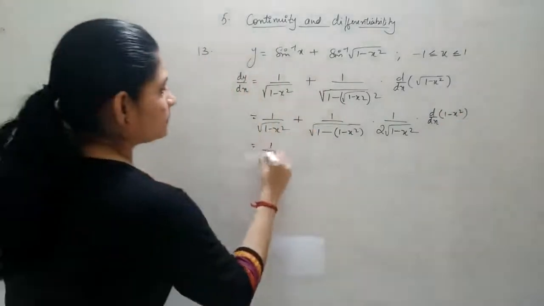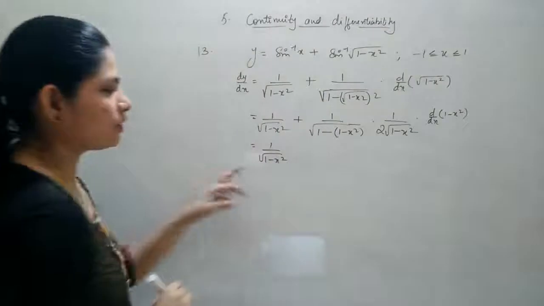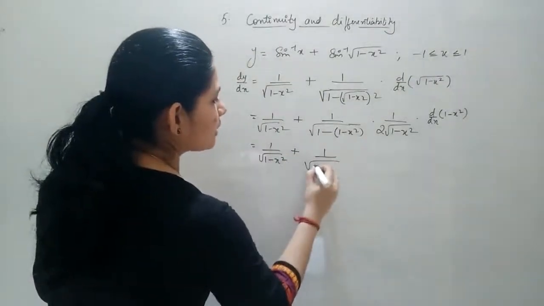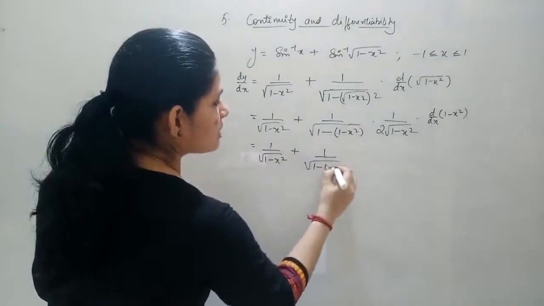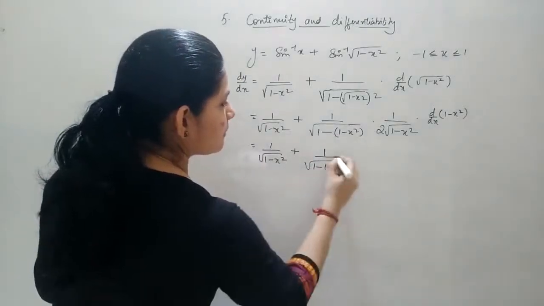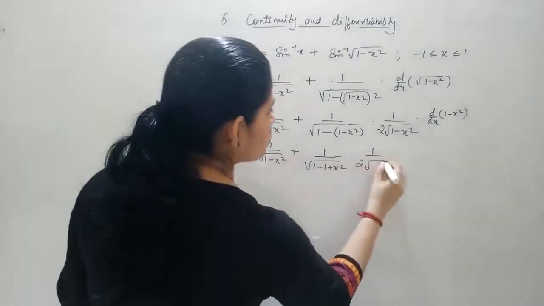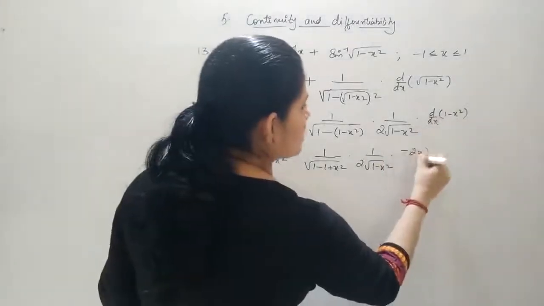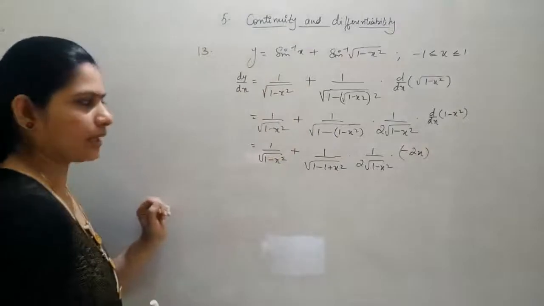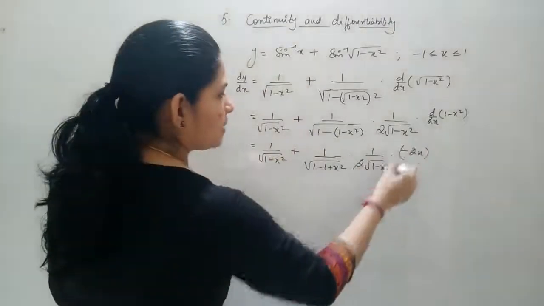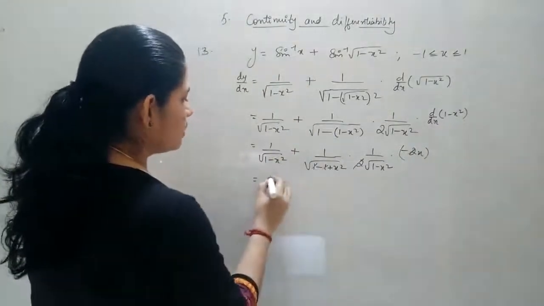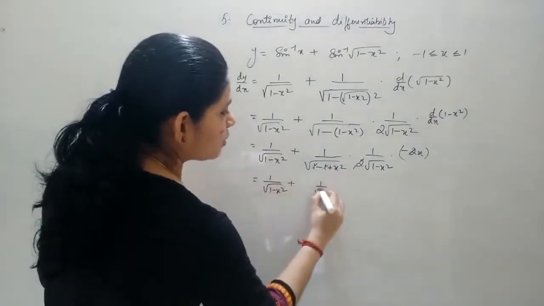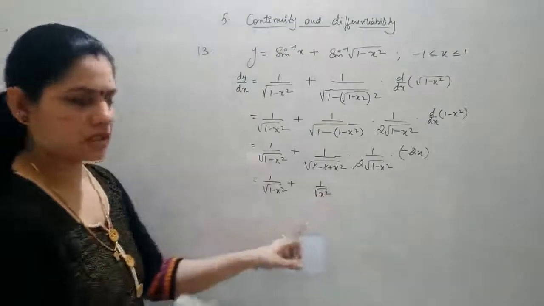Chain. So it is 1 by root of 1 minus x square plus, here after removing that bracket, you will get like this, into 1 by 2 root 1 minus x square into, this will give you minus 2x as the derivative of 1 minus x square. So here 2 can be cancelled, here this 1 and 1 will go. So your final answer will become like, this is 1 by root of x square. Again this will become x.